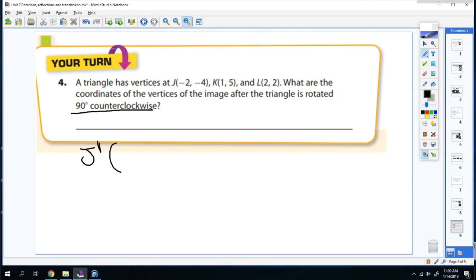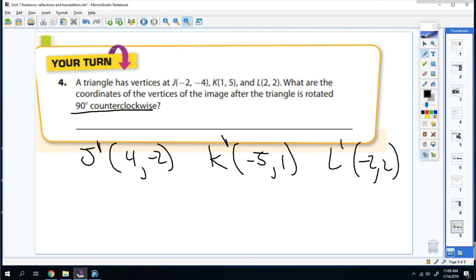So J will be 4, negative 2, and then K will be negative 5, 1, and then L will be negative 2, 2. And that is how you do algebraic representations of translations, rotations, and reflections. Thank you.